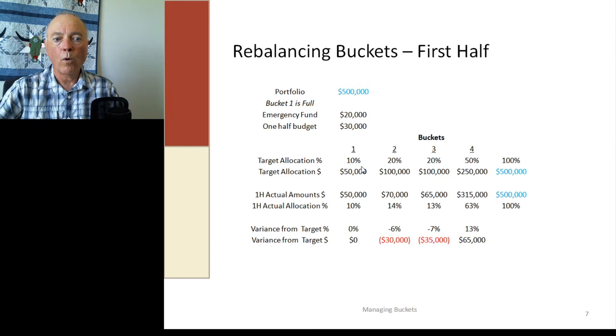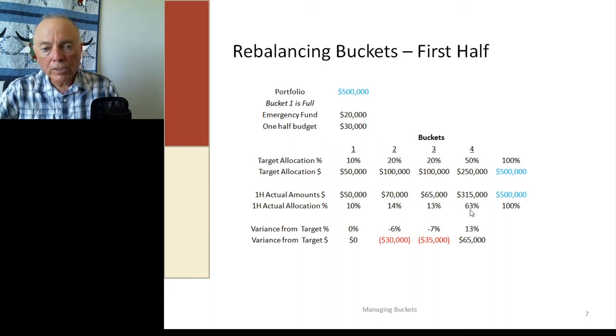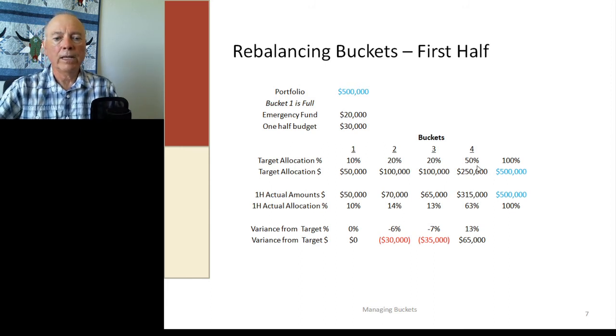We're now a little bit under for bucket 2, as you probably would expect, because we took a lot of money out of bucket 2 to refill bucket 1. We're similarly down for bucket 3, 13% versus our target of 20%, and we're up 63% versus 50%, which is our target asset allocation.